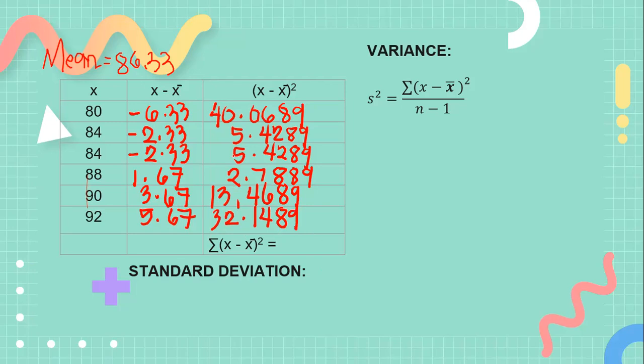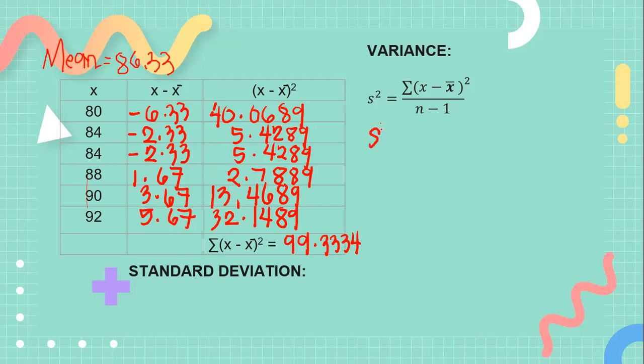So we add all of them, class, from 40.0689 up to 32.1489, to get the answer for the summation of the quantity x minus mean squared. What is its value, class? Very good. When we add them all, it equals 99.3334.